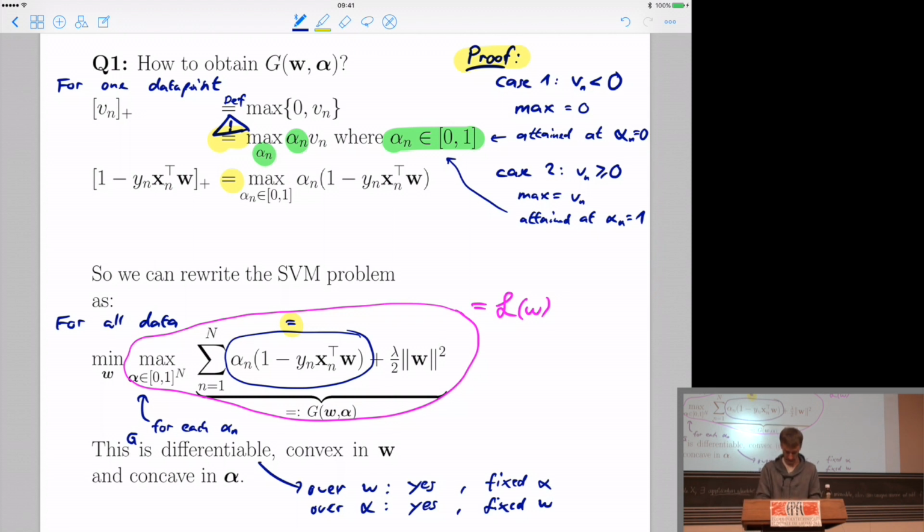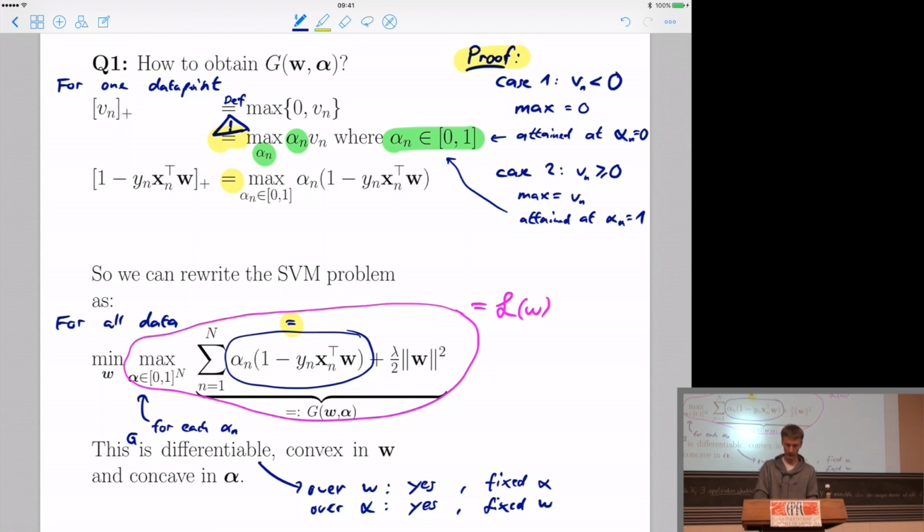We're going to see. Okay, what about the convexity? Because it's the same as we had before, the purple thing is the same. The original thing was convex, so this is still convex in W. And you can check that this is concave in alpha. Concave, what does it mean? It just means that minus this thing is convex, right?